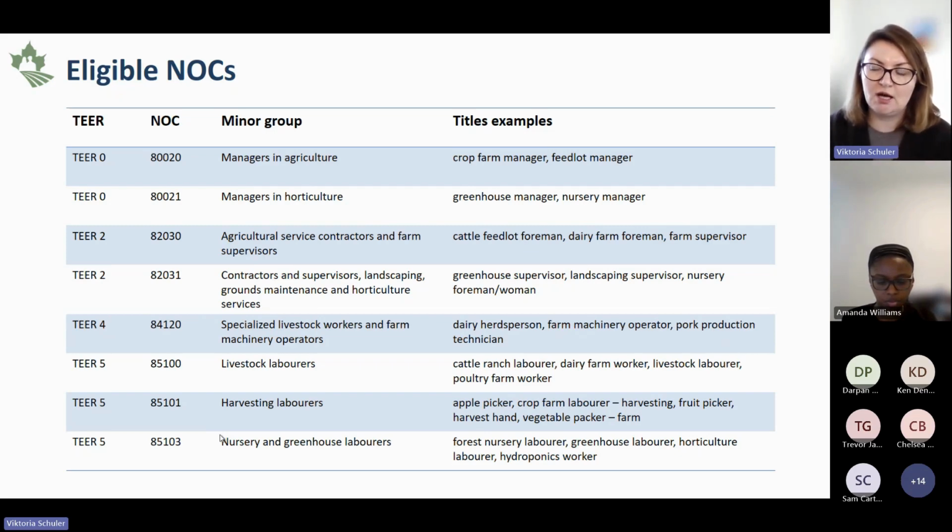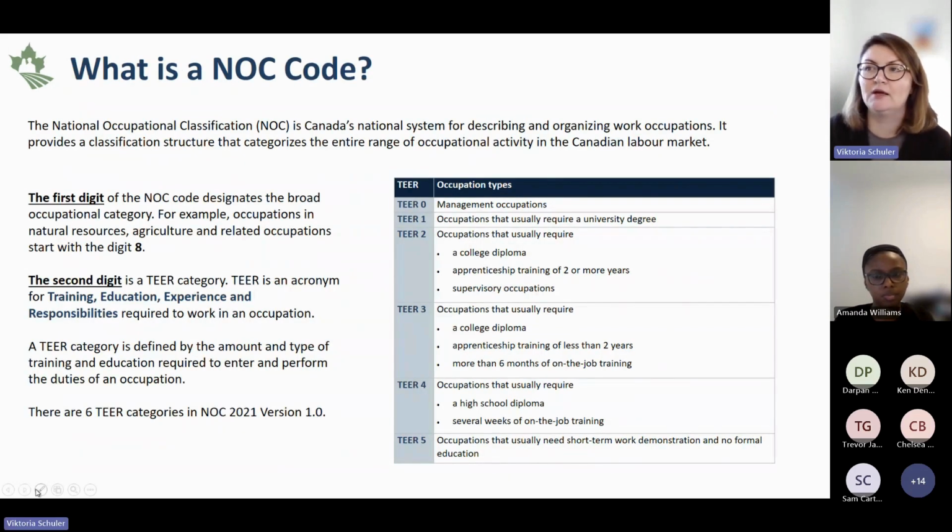And as I mentioned, the NOC system has changed, and now they call it a tier system. And these are the occupations that are eligible for primary agriculture. So there are minor groups and there are examples of titles. You can take a look at it, and yes, the presentation will be available.